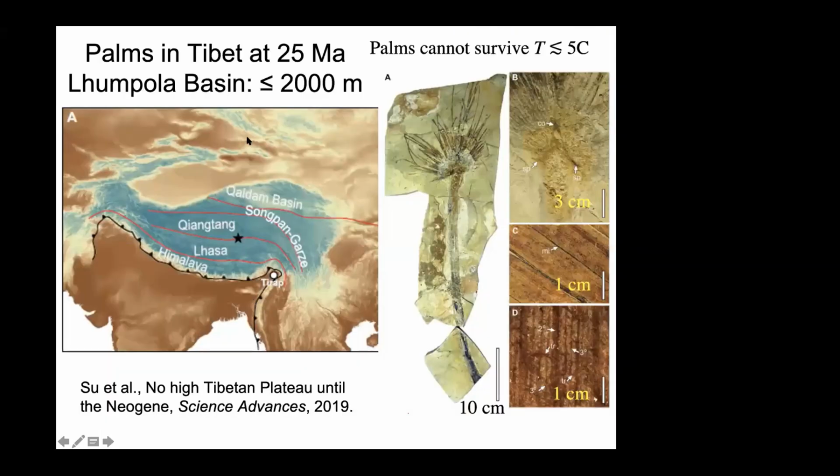Okay, a little bit more recently, at 25 million years ago, again, the same Su Tao and many colleagues found fossils of palm fronds. Note the scale, 10 centimeters. This is a 50 centimeter long palm frond, a fossil of a palm leaf. Palms cannot survive temperatures below approximately 5 degrees C. So that's saying the Lumpala Basin was below 2,000 meters or so, a little higher than 40-some million years ago. But at 25 million years ago, it's still half its present day elevation. It has to have come up since that time.